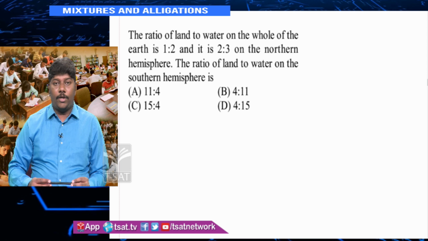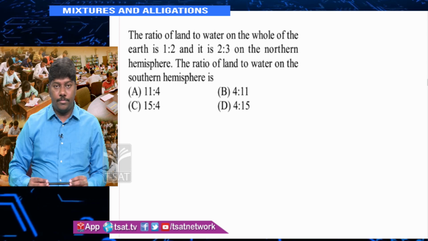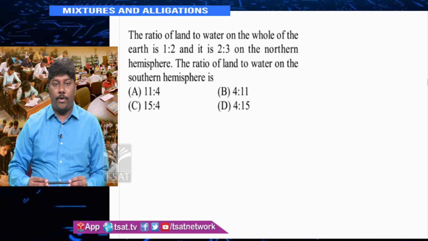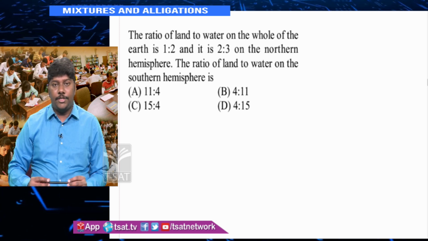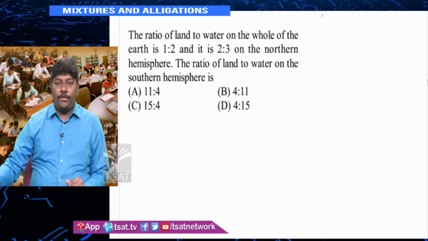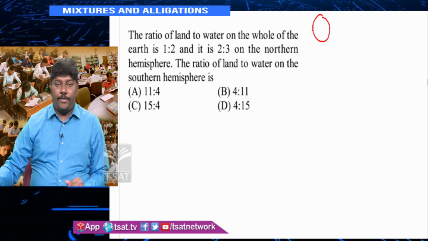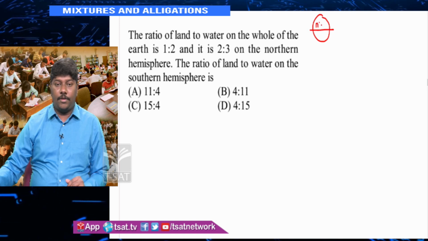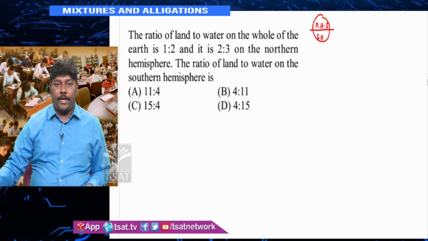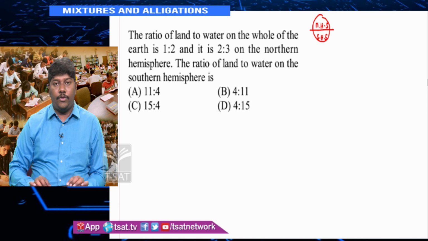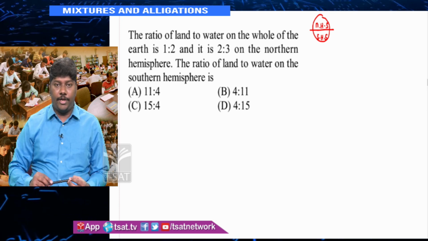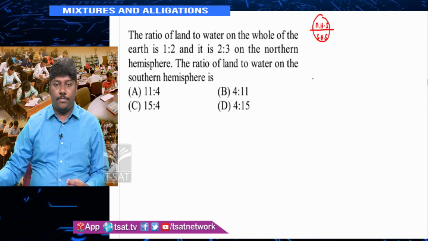The ratio of the land and water on the whole earth is 1:2, and it is 2:3 on the northern hemisphere, and the ratio of the land and water on the southern hemisphere. So here, instead of telling a mixture, he is giving you the whole of earth, northern hemisphere and southern hemisphere. If you look at the whole earth area wise, the northern hemisphere, NHS I will write, and the southern hemisphere occupy equal areas. Therefore, you are actually mixing them in 1:1 ratio. So I will take it as 1:1 ratio.